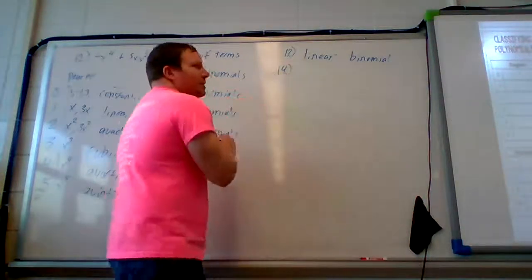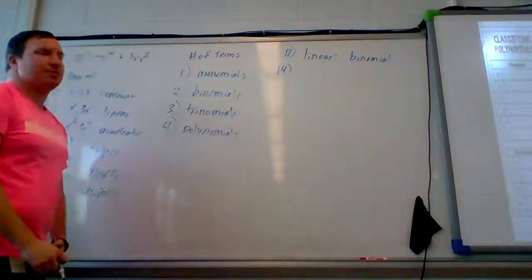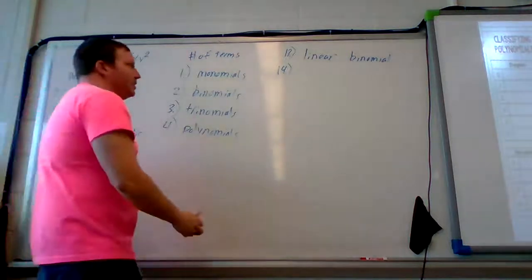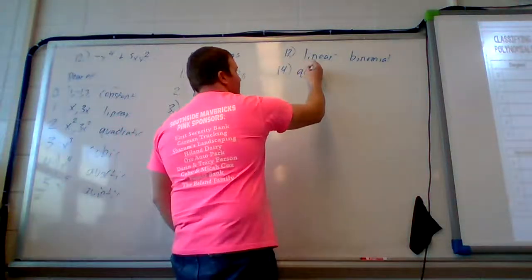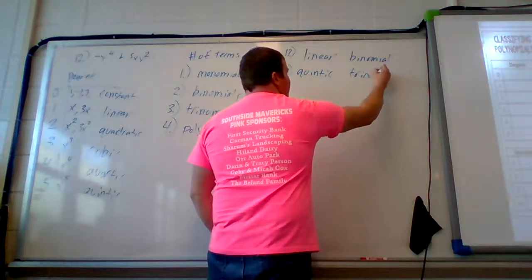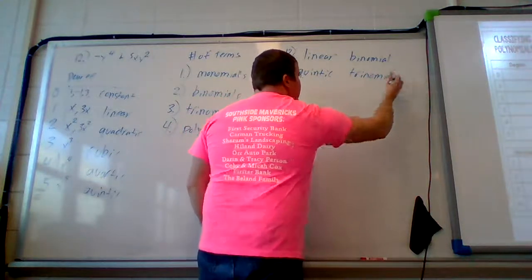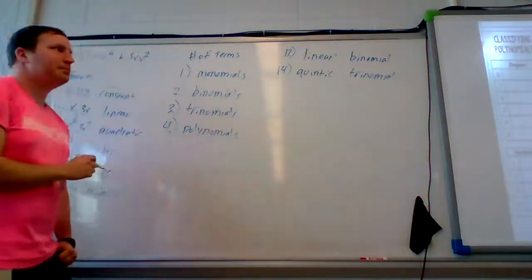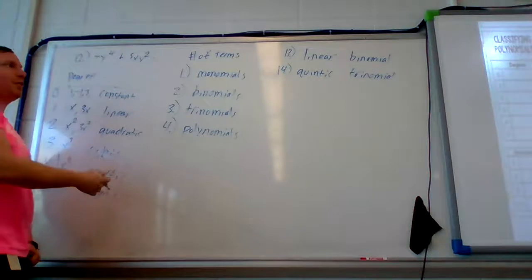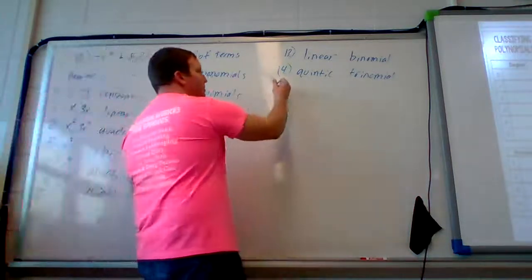Number 14, we've got 9x to the fifth minus x to the fourth plus 2x. Quintic, it's that fifth degree. Oh wait, we don't do the other exponent, it's just the first one? Just the first one. And trinomial. Right? The highest degree is kind of what sets the tone for the entire polynomial.